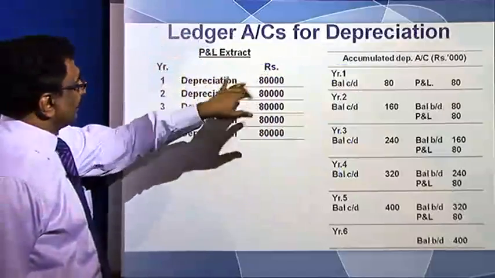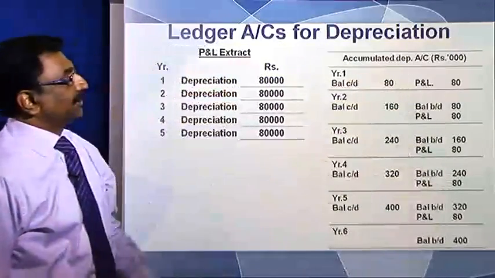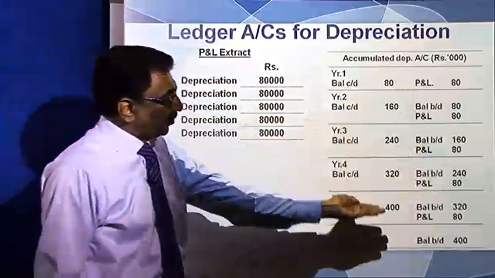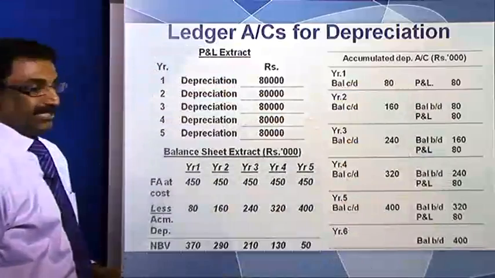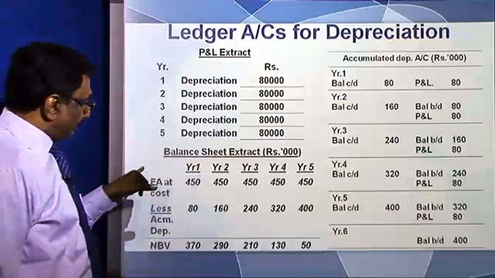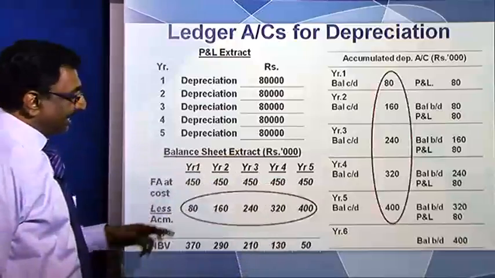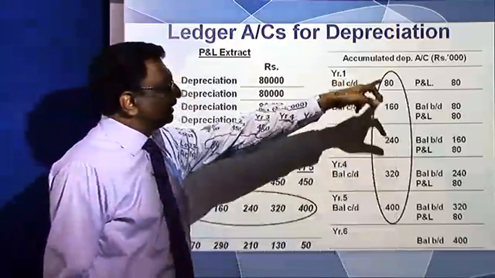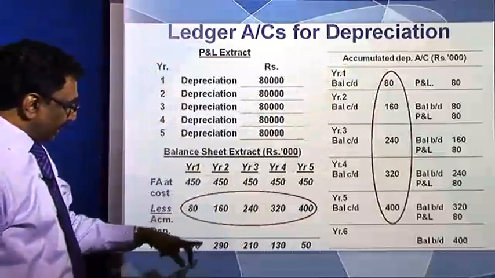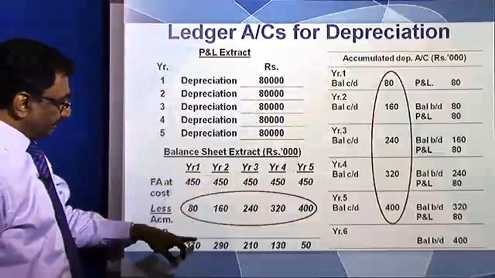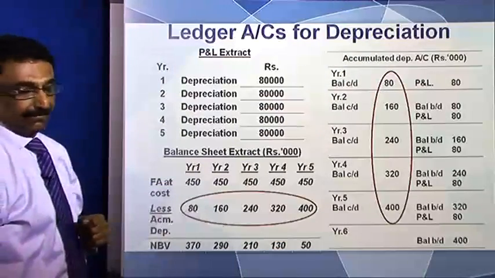So this is what it looks like once you look at the P&L extract, that there has been a debit of 80,000 rupees every year, and the credit has gone into the accumulated depreciation account every year, giving you the actual accumulated depreciation balance. And the balance sheet extract, if you look at year 1, 2, 3, will show the fixed asset at cost each year, and then will lessen the accumulated depreciation that is available in the accumulated depreciation account, and the actual value of the asset will be shown in what is known as the net book value, which we have already seen before.